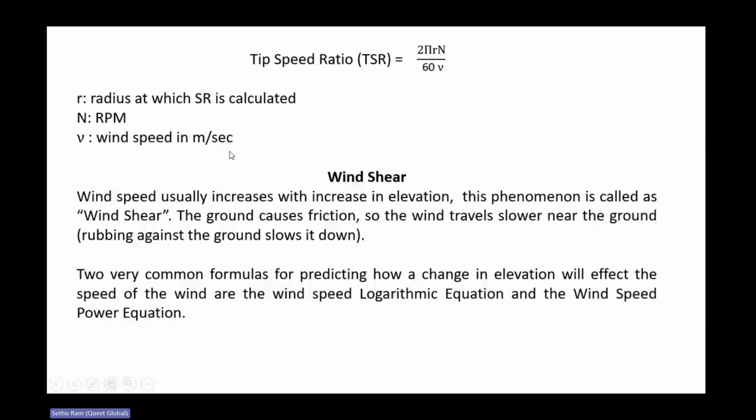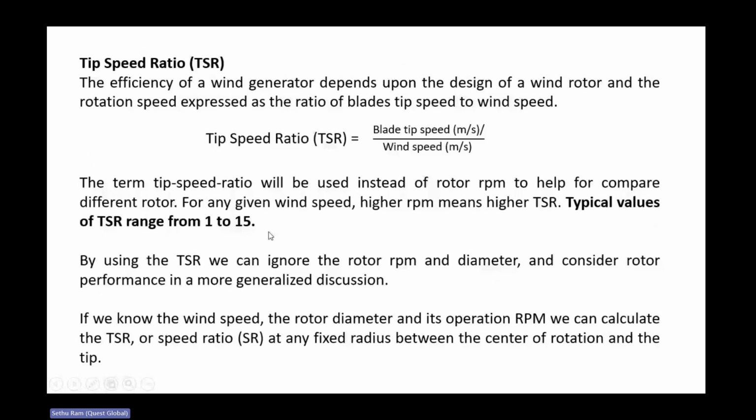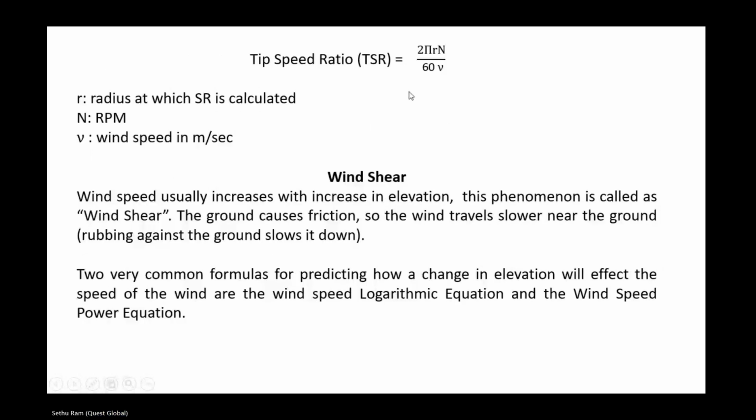So here we made 60 because it's per meter per second. To make that, generally RPM is rotations per minute. To make it as per second, we have divided by 60. Okay.